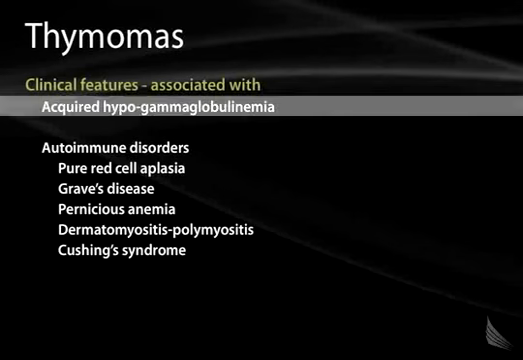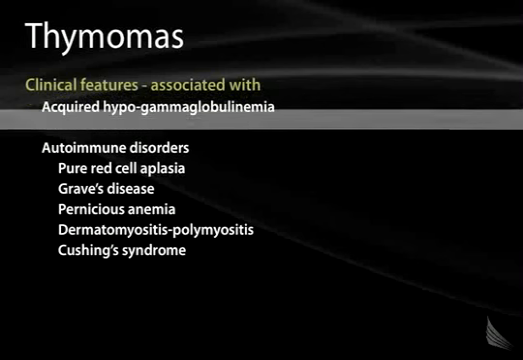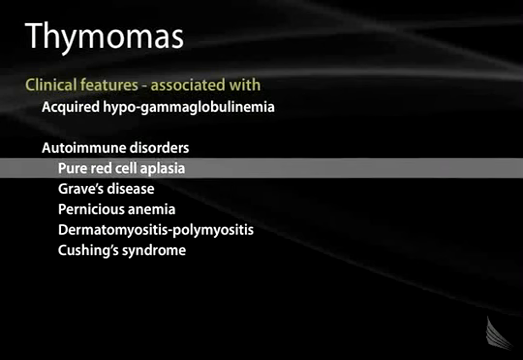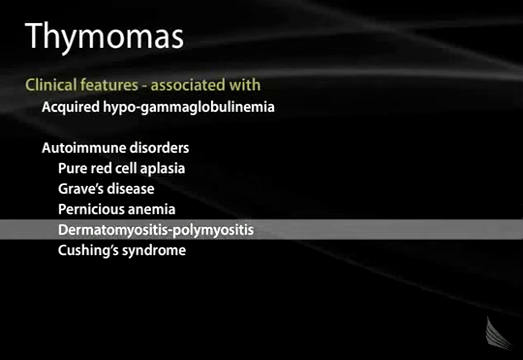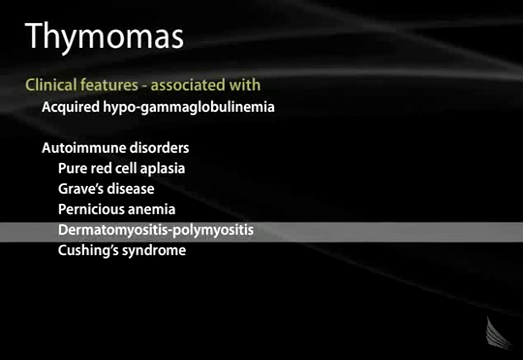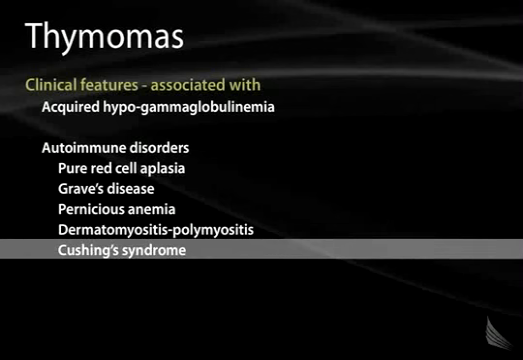Clinical features of thymomas are associated with hypogammaglobulinemia, as well as Graves' disease, red cell aplasia, pernicious anemia, a lot of these autoimmune disorders that you're seeing here. So Graves' disease, pernicious anemia, and dermatomyositis are all considered autoimmune disorders. Graves against the thyroid, pernicious anemia against the parietal cell that produces intrinsic factor, dermatomyositis and polymyositis against some of the muscle cells, and Cushing syndrome and autoimmune destruction of the adrenal axis.